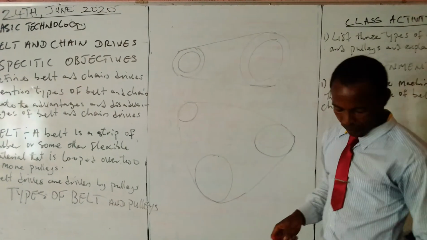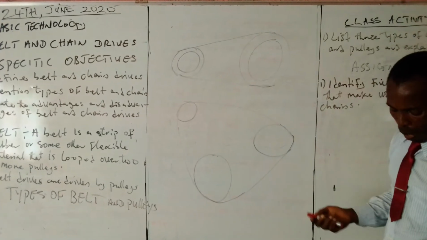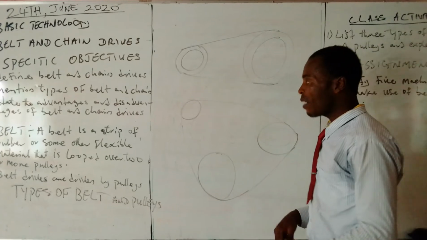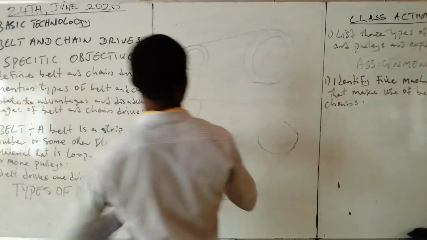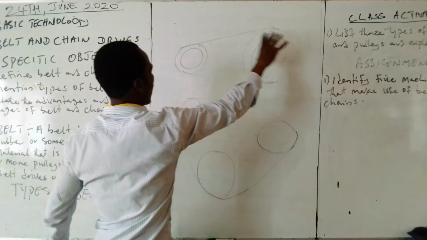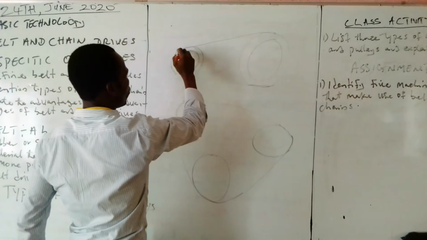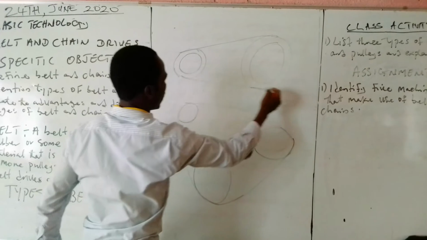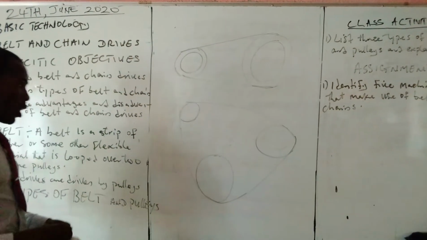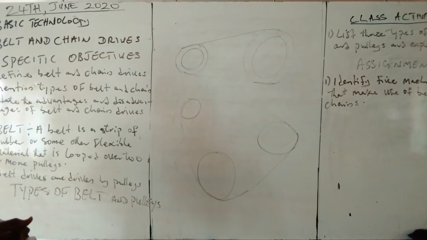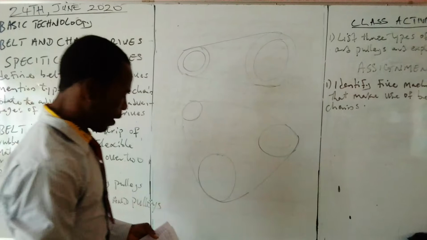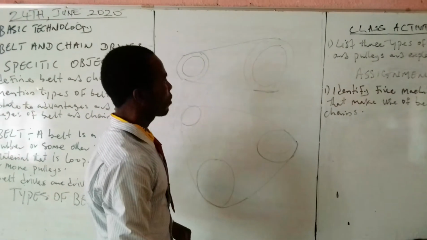Alright, we have the next one. We have the V-belt. As we have it on the board here, you see one of the pulleys is big and the other one is small. And as you look at the belt, it has a V shape. We call it V-belt.